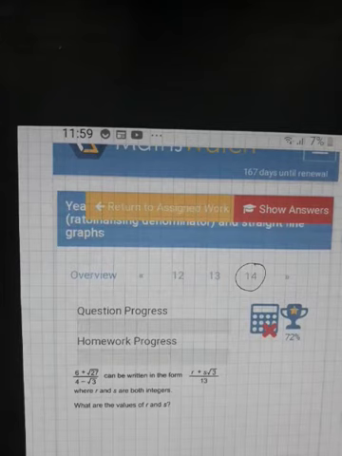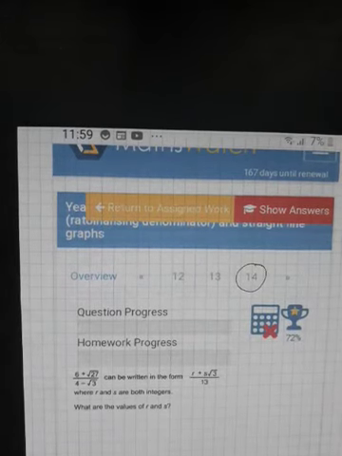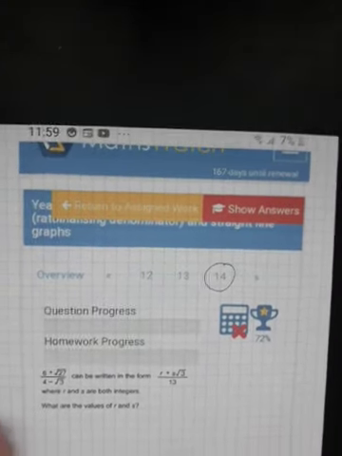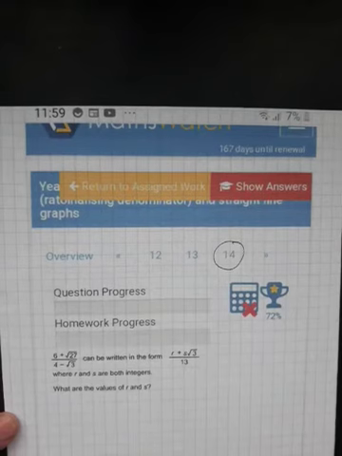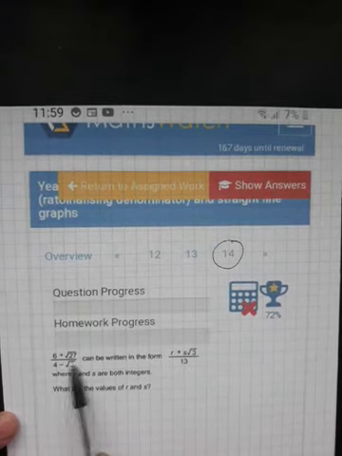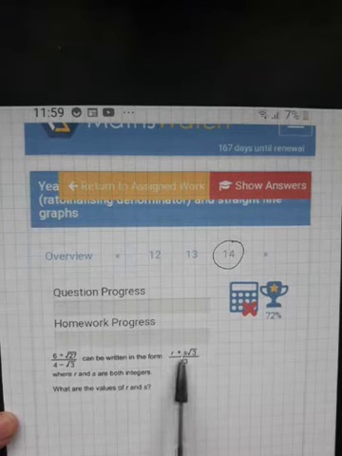This is to do with rationalising the denominator. If you were to search for that clip, you'd find it, but this is part of a year 10 assignment I've set, and we're looking at question 14. We've got an expression here, 6 plus root 27 over 4 minus root 3, and it has to be written in this form here, where r and s are both integers. What are the values of r and s?